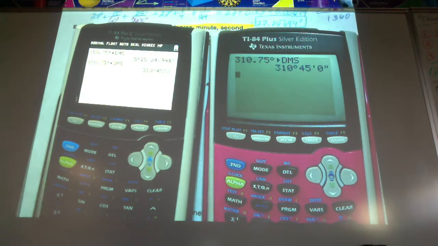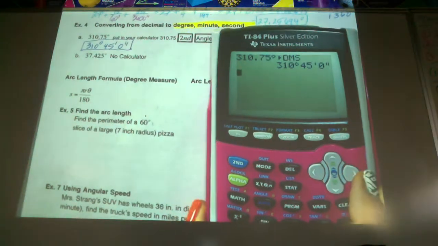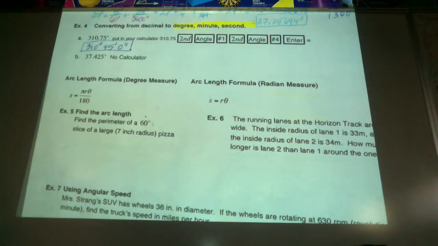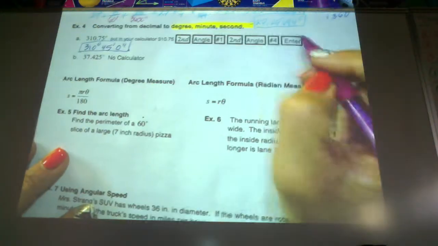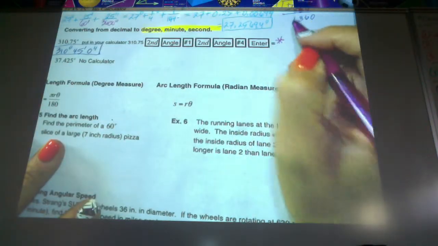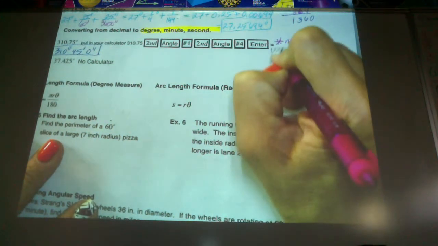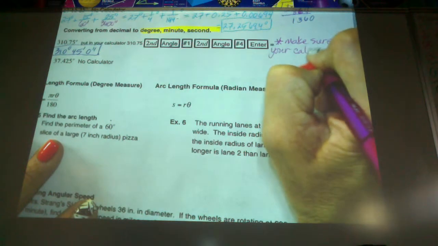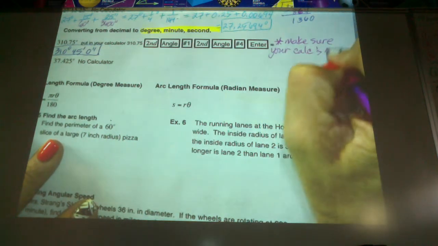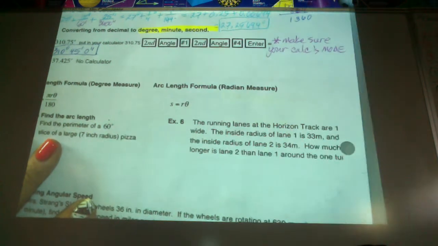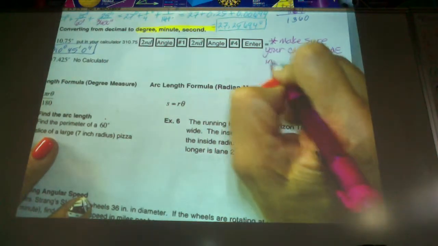So write yourself a big note. Make sure your calculator mode is in degrees.